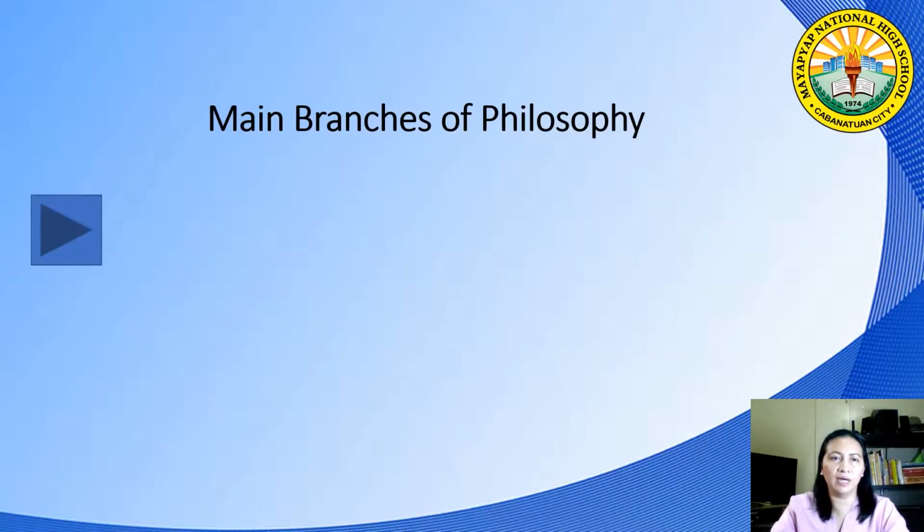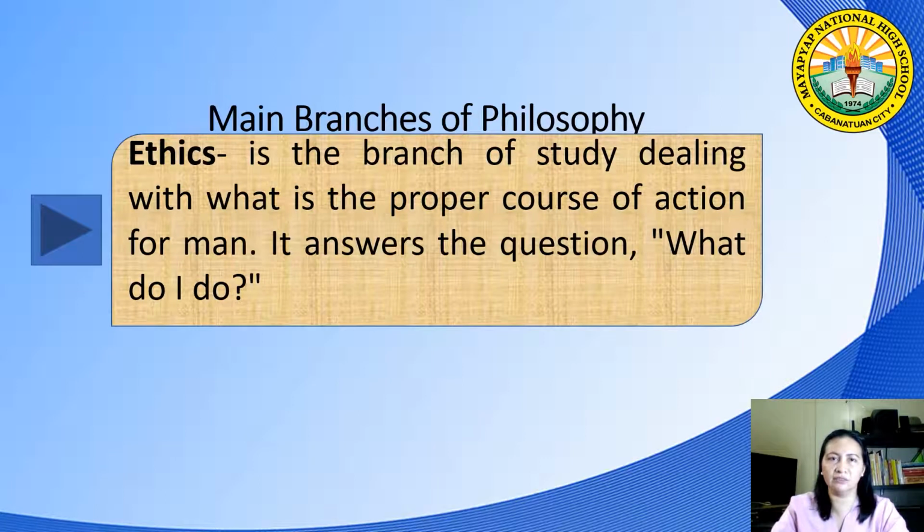Okay, the third one is known as ethics. It is the branch of study dealing with what is proper course of action. It answers the question, what do I do? So in ethics, it is the study of right and wrong in human endeavors. Ethics is also a requirement for human life. It is our means of deciding a course of action because without it, our actions would be random and aimless.